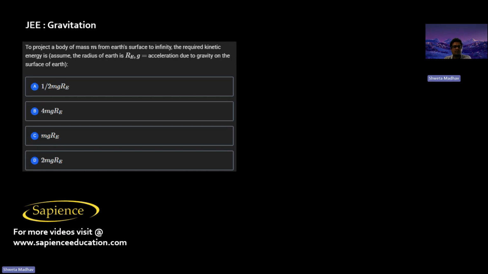Then it is told to project a body of mass m from Earth's surface to infinity. The required kinetic energy is? So we know that we have to give the escape velocity. So half m v escape square, the kinetic energy, should be equal to the gravitational potential energy, which is G M m by R e. Therefore, small m will get cancelled. So the required kinetic energy is G M m by R e.